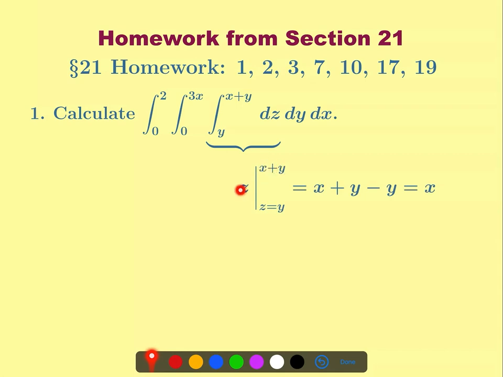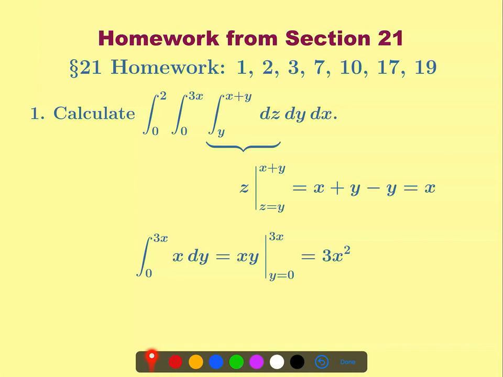So I plug in x plus y for z and then y and take the difference, so I get x plus y minus y, which is x. So that means what's inside here is x, and now I'm integrating that with respect to y, and I'm going from y equals 0 to 3x. So this is the second integral we want to do. Again, this was x, and I'm integrating with respect to y now from 0 to 3x.